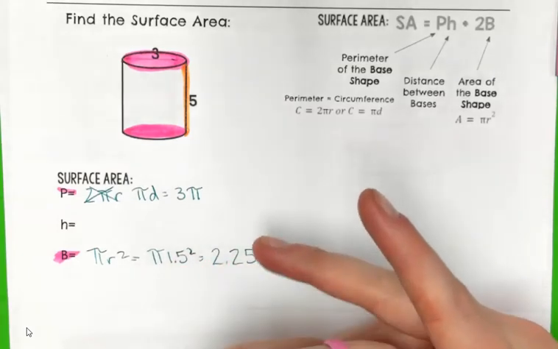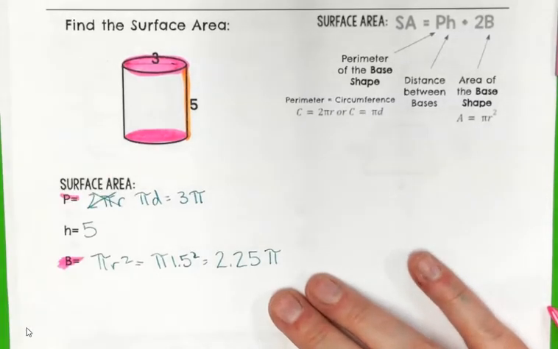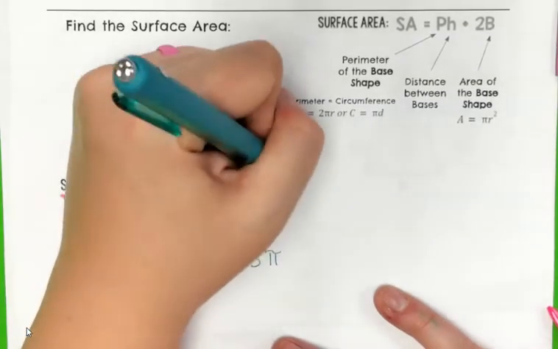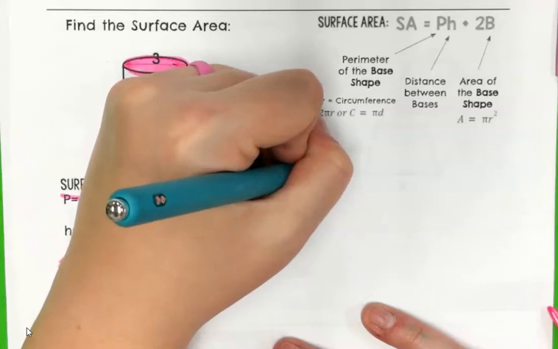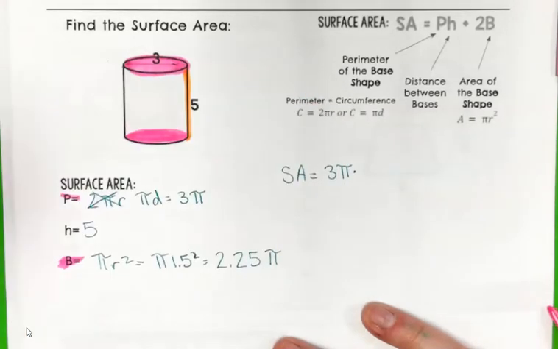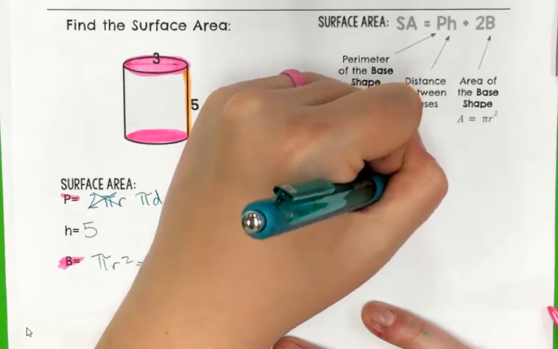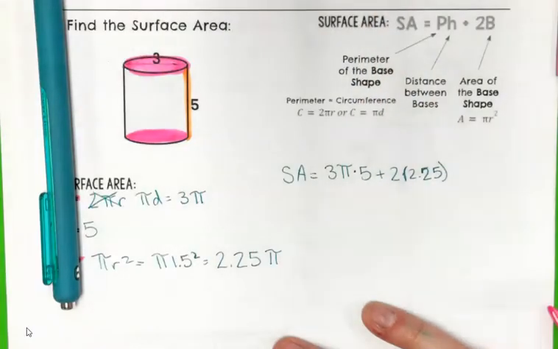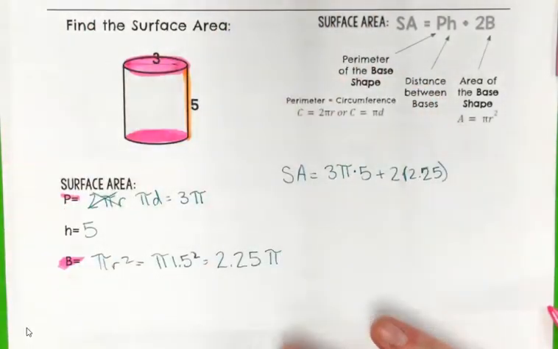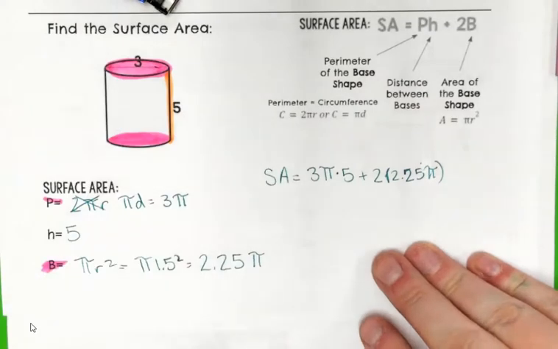And our height is the same as it was before. It is still the distance between the two bases. So how far apart are our circles? They are 5 units apart. And now we have everything we need to plug in. So surface area equals our perimeter, which is 3 pi, times our height, which is 5, plus 2 times, I'll put this in parentheses, 2.25 pi. Oops, that's better, 2.25 pi.